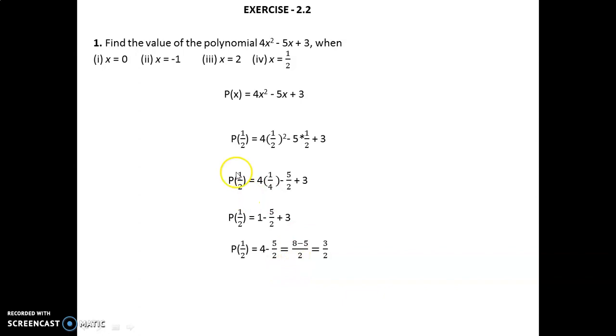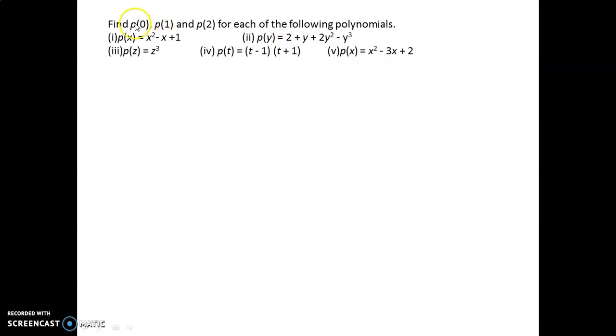So this is how you should substitute the remaining values: 0 in the place of x, minus 1 in the place of x in this condition, and 2 in the place of x for this third question. So the next question is, find p of 0, p of 1, p of 2 for each of the following polynomials. So in the textbook you are given five questions here. So we have to find out the values of p of 0, p of 1 and p of 2 for each case. Now I am taking this fourth question, p of t is equal to t minus 1 into t plus 1. So coming to p of 0, I am substituting 0 in the place of t.